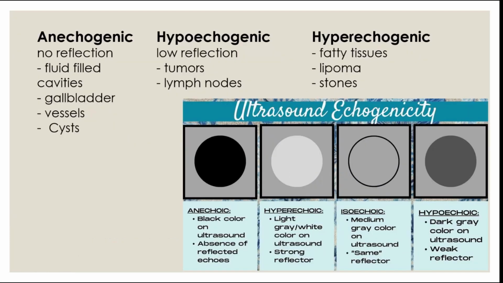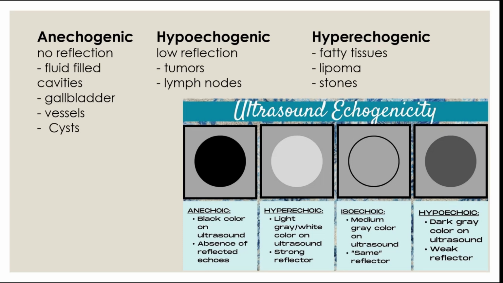So on ultrasound, the structures can appear differently: the anechogenic, hypoechogenic, and hyperechogenic. The anechogenic meaning that there's no sound wave that is being reflected, so it appears like black color on the ultrasound, as you see here. These are usually any fluid-filled cavities, the gallbladder, and also urinary bladder, the vessels, because they contain fluid, and any cysts.